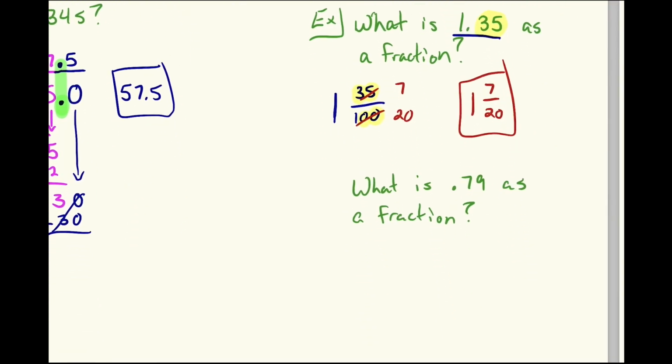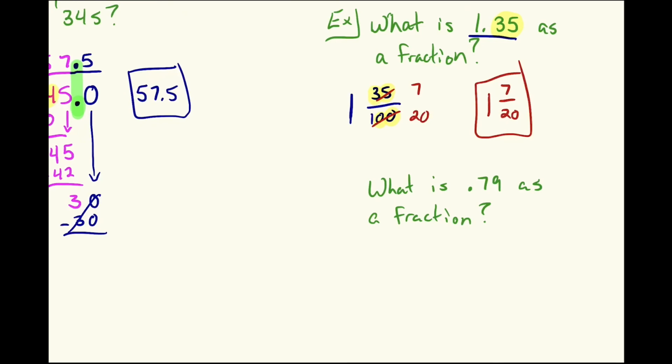Okay, let's look at our second example. What is 0.79 as a fraction? So 79, we would just write 79 because those are the two numbers behind the decimal place. Over, well, since there are two numbers behind the decimal place, I get 2 zeros. So then I have 79 over 100. Now we ask ourselves, does that reduce at all? Are there any numbers that can go into 79 that can also go into 100? And the answer is no. So your answer is just what it is.